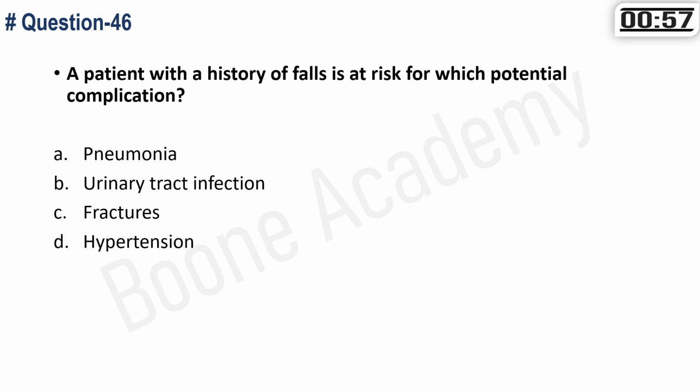Question 46. A patient with a history of falls is at risk for which potential complication? A. Pneumonia. B. Urinary tract infection. C. Fractures. D. Hypertension. You have 1 minute to answer your question.